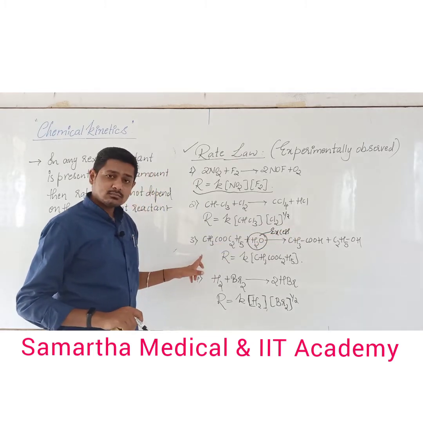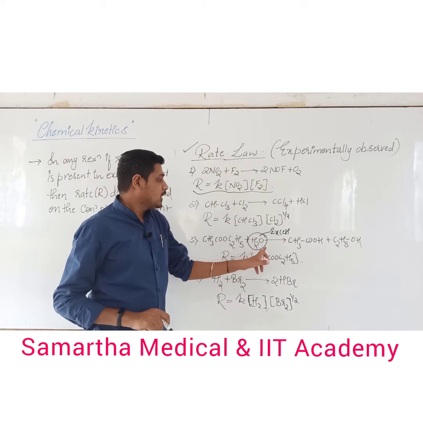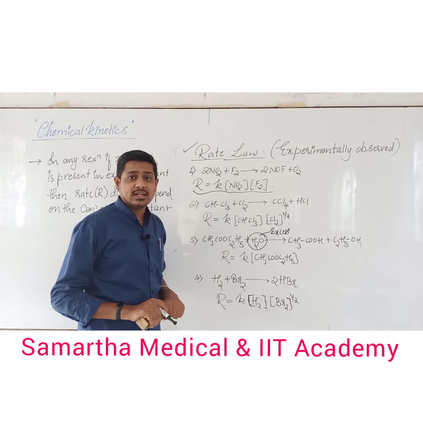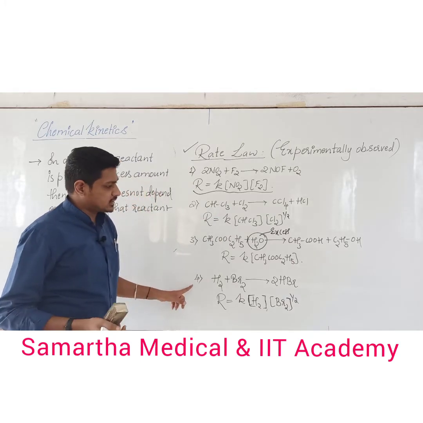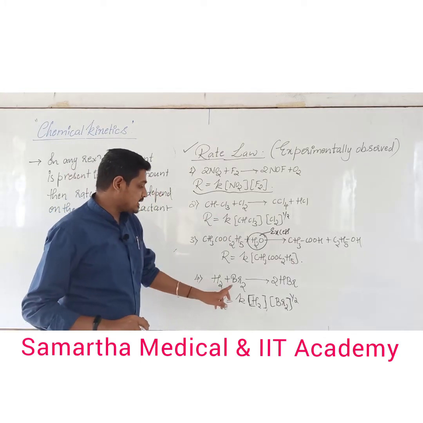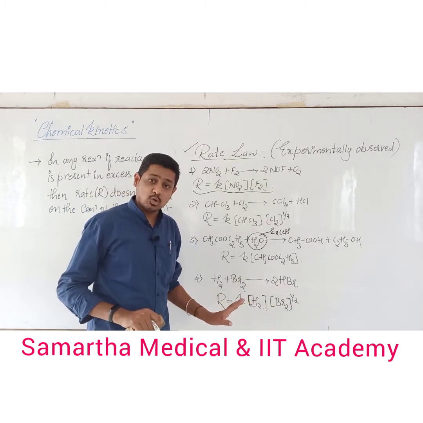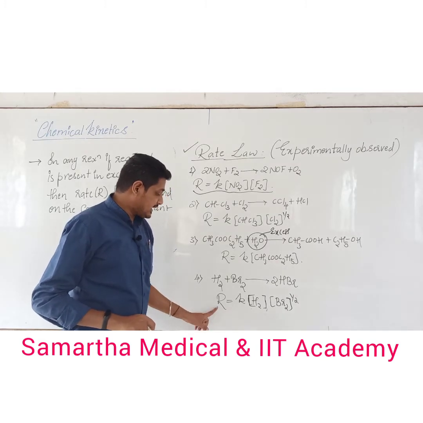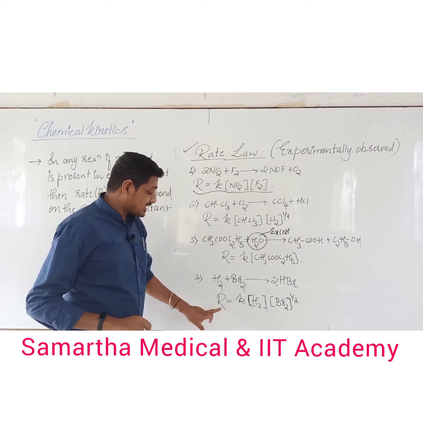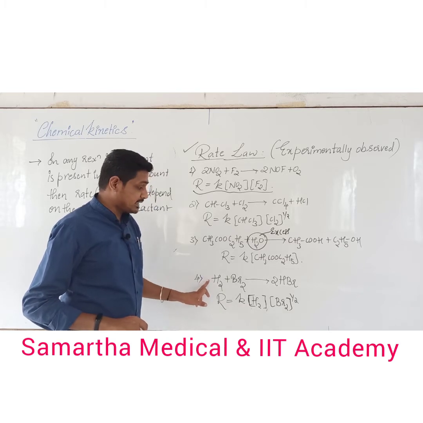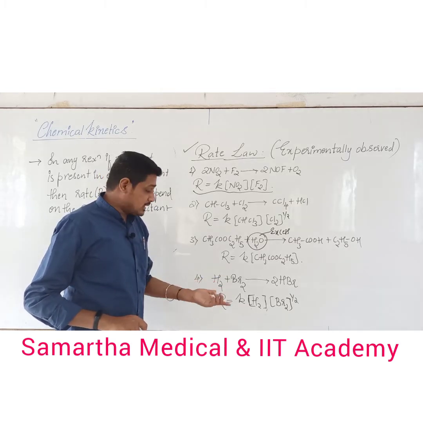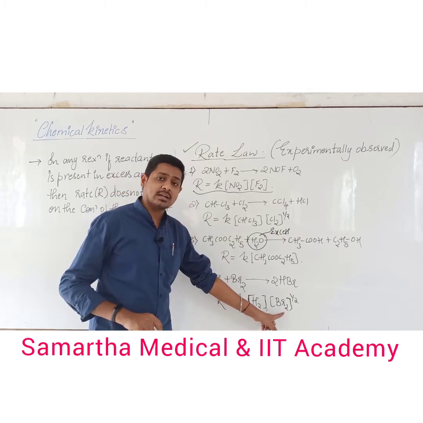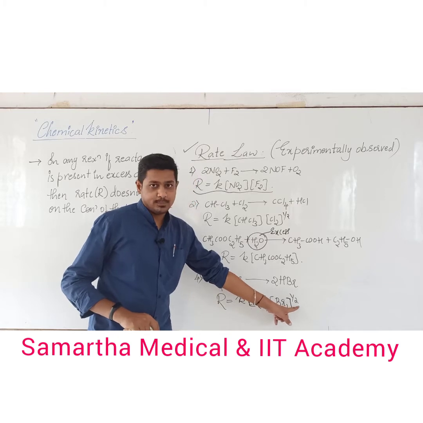And here, as I have already told you, water is present in excess, so the rate does not depend on the concentration of water. Now, another example is where hydrogen and bromine react to give you hydrogen bromide. Here if you observe, the rate depends on the concentration of hydrogen, but it is not in the same way for the concentration of bromine.